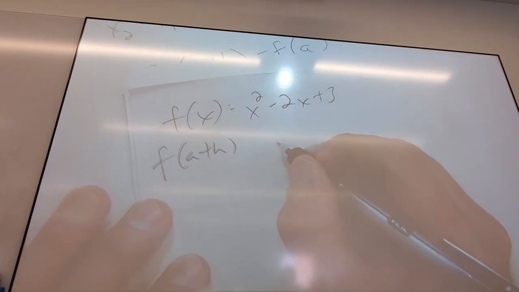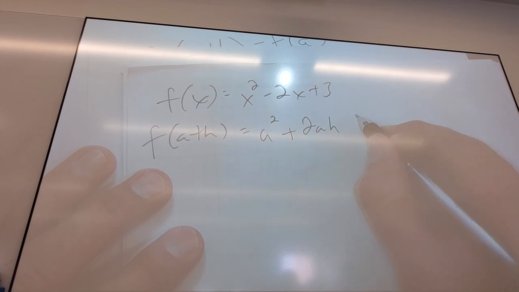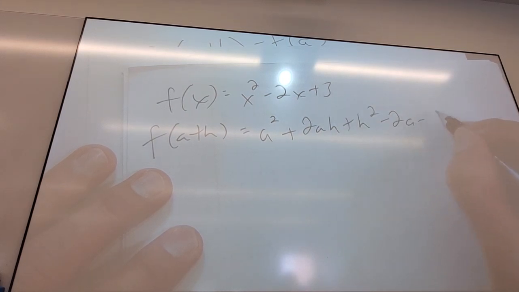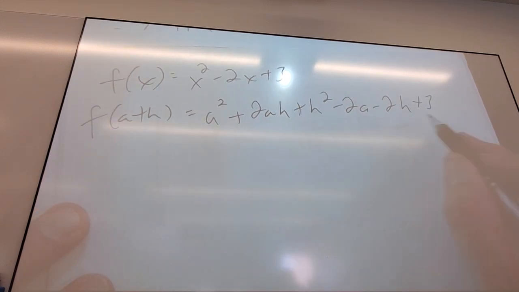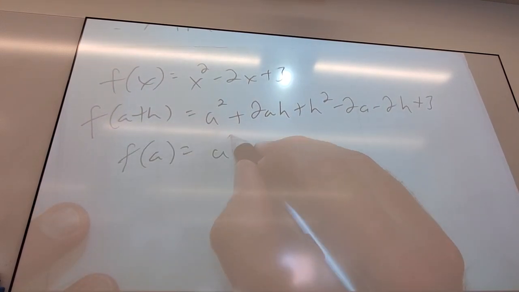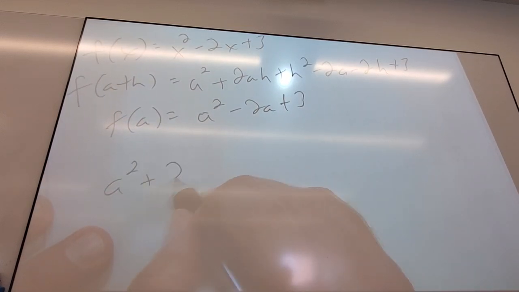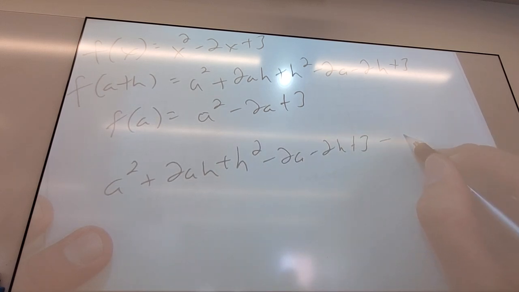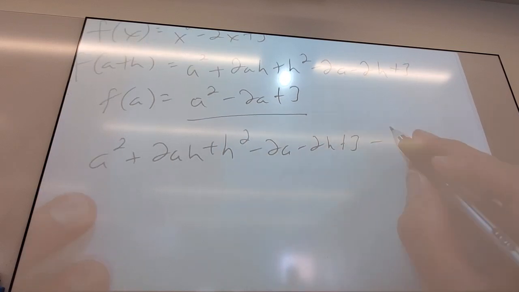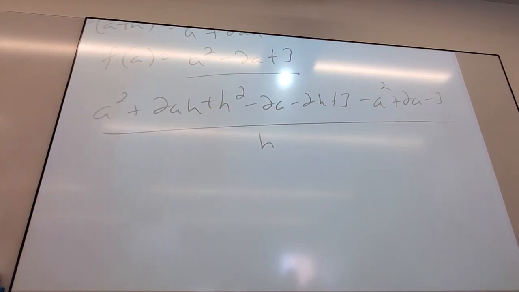Alright, here we go. F of a plus h, we figured out, was a squared plus 2ah plus h squared minus 2a minus 2h plus 3. That's the one I lost a few terms on. F of a is like that. So now if I throw this all in, I'll get all this business minus this business. I'm just going to change the signs. Minus that, minus a negative is plus, minus 3, all over h.